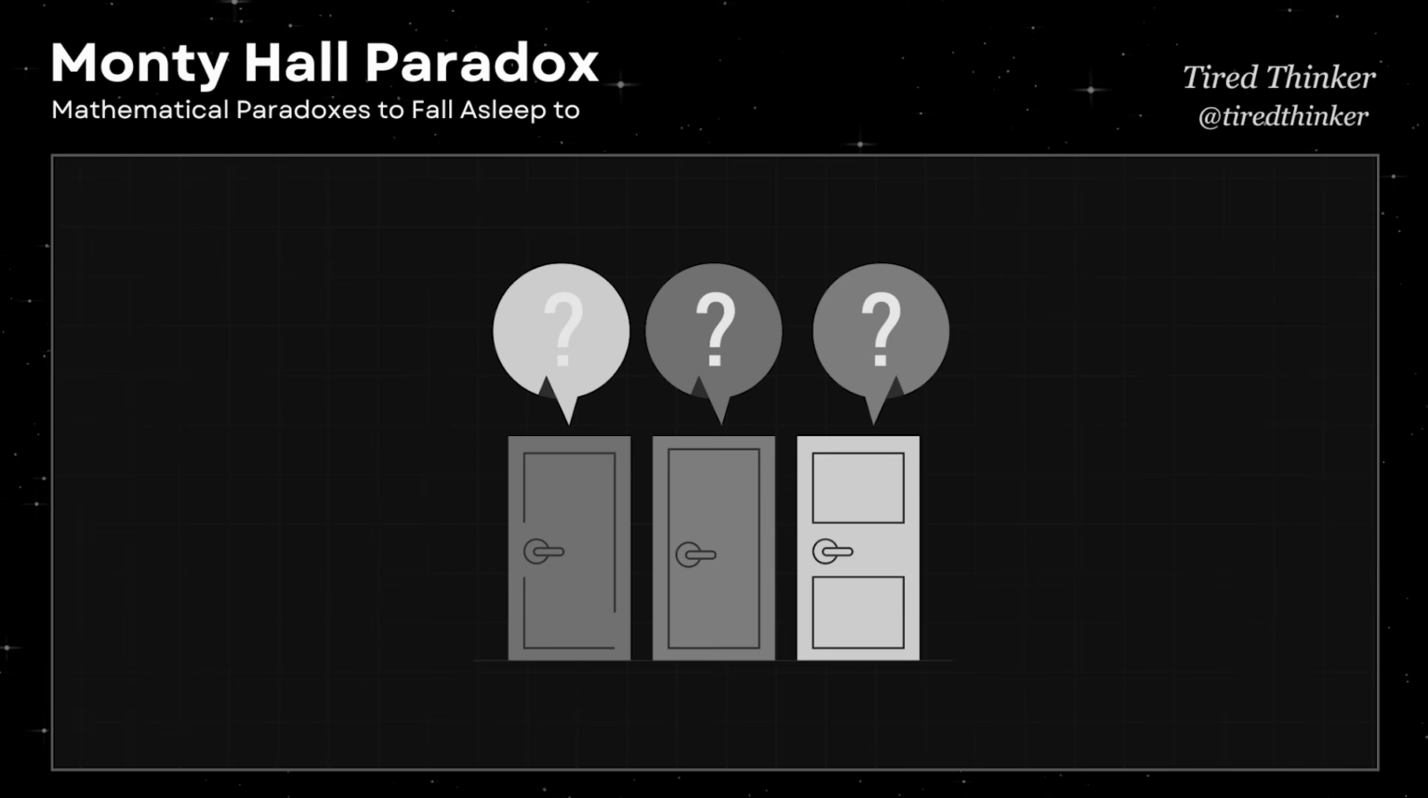Imagine playing the game with 100 doors instead of 3. There is still one car, but now there are 99 goats. The contestant picks one door. The chance of picking the car is 1 out of 100. The chance of picking a goat is 99 out of 100.